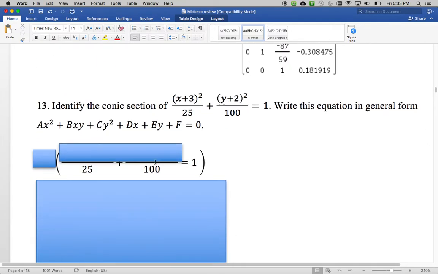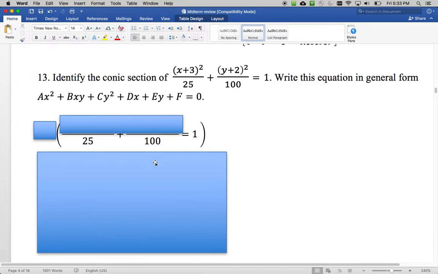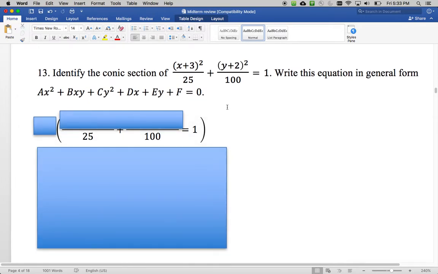All right. Identify the conic section with that equation, and write this equation in general form. So we've got fractions, we've got a plus sign, so this is an ellipse.